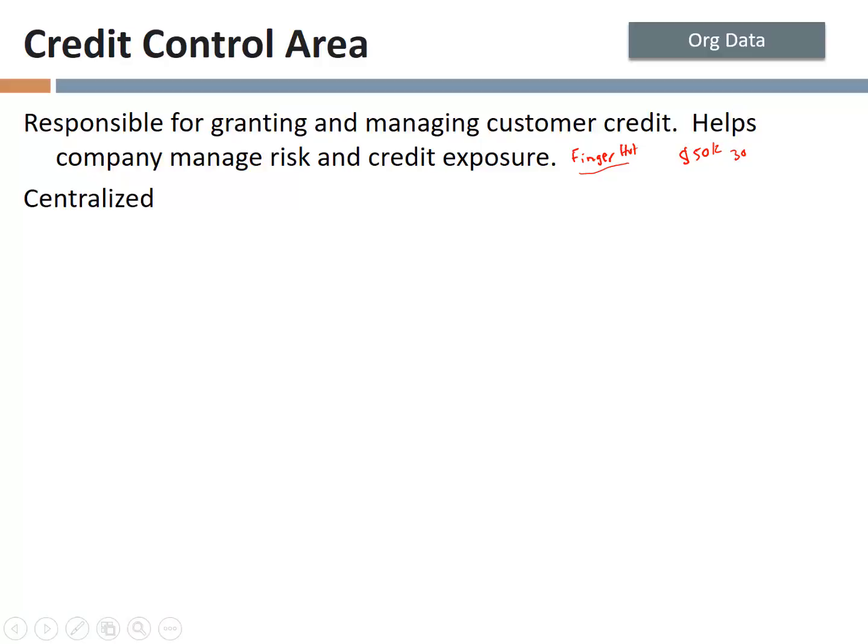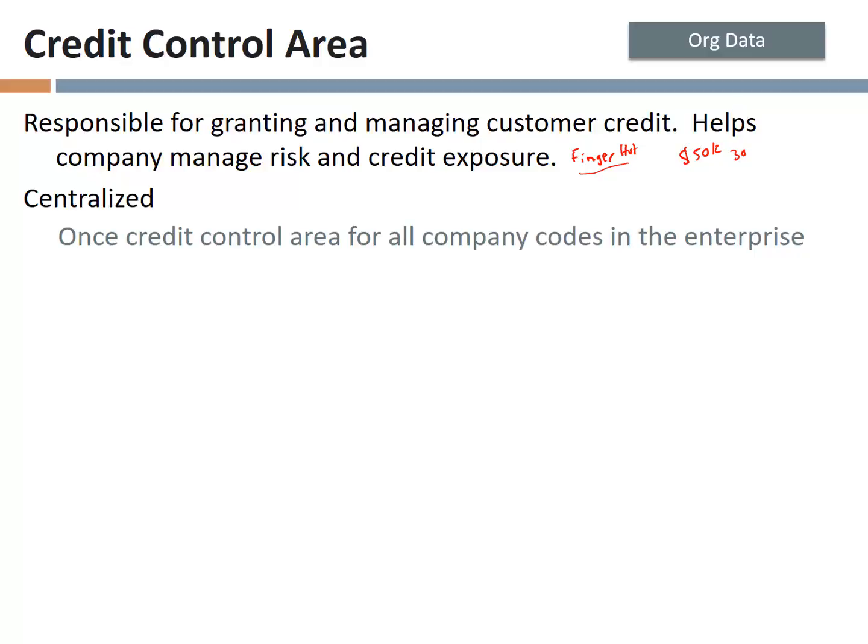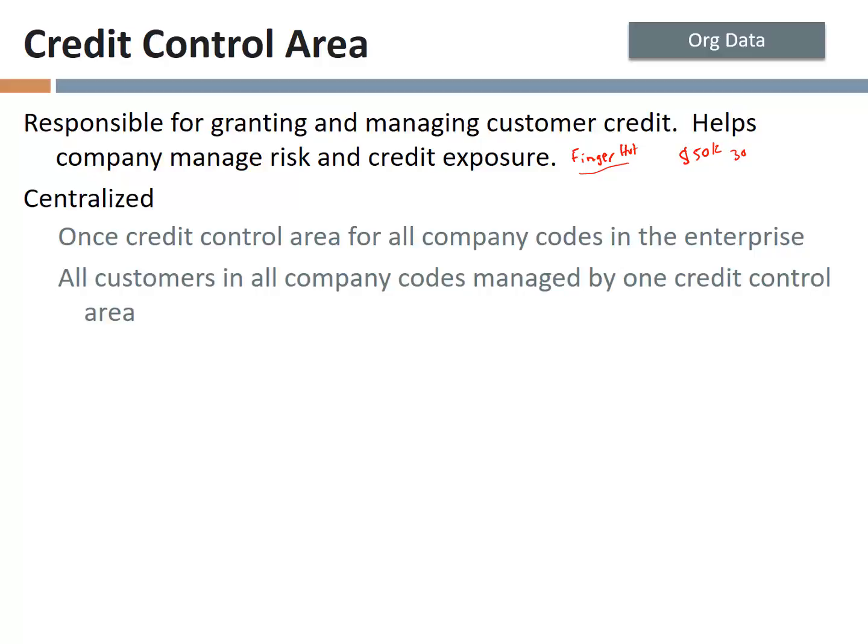Well, the different ways this could play out, we could have one credit control area that manages all of our company codes. And so all customers in all of our company codes are managed by one credit control area. Now, why would we want to do that? What's the merit of that? I think the next slide is blank here.